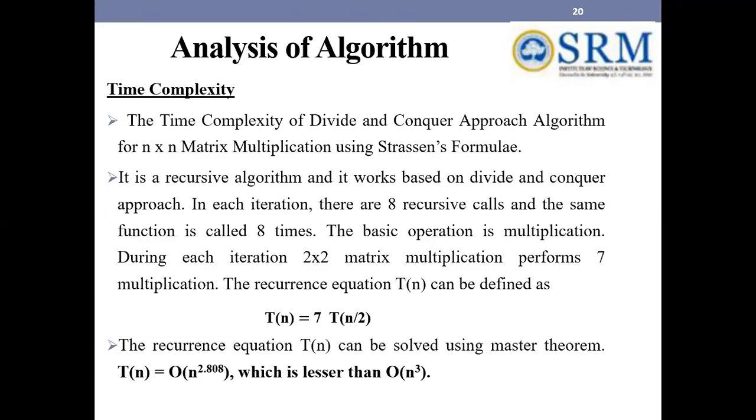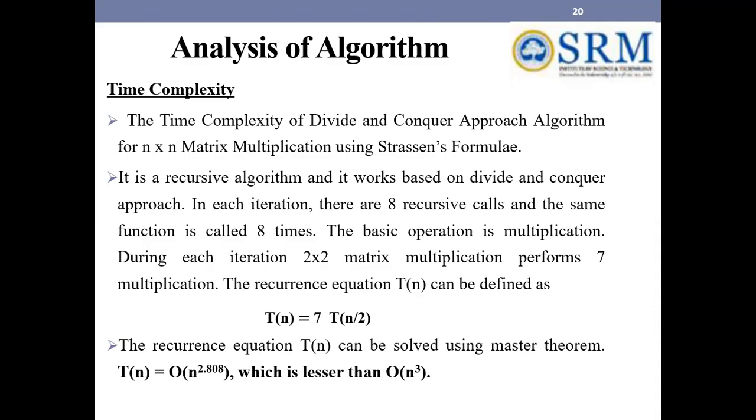Next, analysis of the algorithm. How to find the time complexity of the divide and conquer approach for n cross n matrix multiplication using Strassen's formula? It is a recursive algorithm. The same function is called recursively, and it works based on the divide and conquer approach. In each iteration, there are 8 recursive calls because the given matrices A and B are divided into 8 submatrices. The basic operation is multiplication. During each iteration, a 2 cross 2 matrix multiplication performs 7 multiplications.